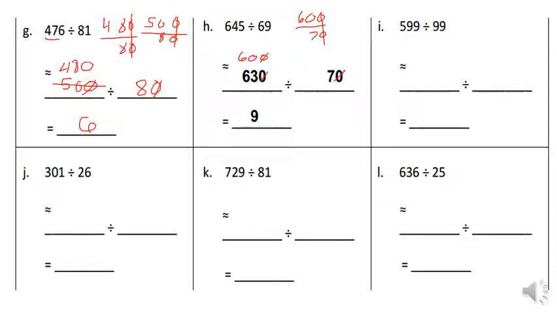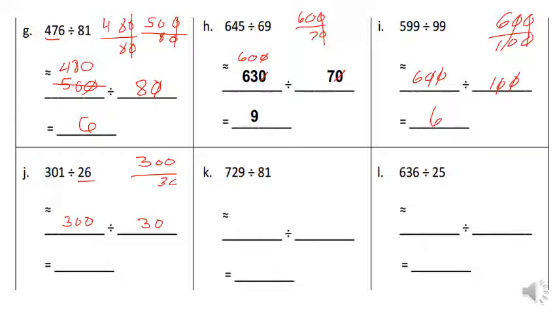I, 99 is closer to 100. 599 is close to 600. So we have 600 over 100. Take out our multiples of 10. We have 6 divided by 1, which is 6. J, we're starting with 26. That's closer to 30. 301 is close to 300. 300 over 30. We take out our multiples of 10. We have 30 divided by 3, which is 10.